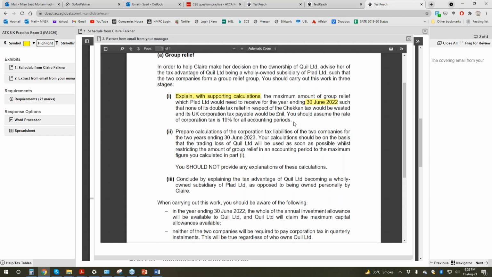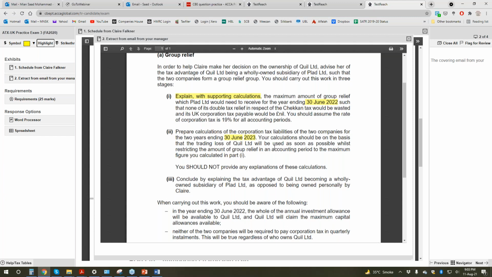Then the second requirement is to prepare the calculations of CT liabilities of the two companies for the year ended 30th June 2023. So I have to calculate the CT liabilities, if there are any, of the companies for 30th June 2023. And in the first part, I have to tell the maximum group relief for this year. Your calculations should be on the basis that the trading loss of Q Limited will be used as soon as possible, without restricting the amount of group relief in an accounting period to the maximum figure.